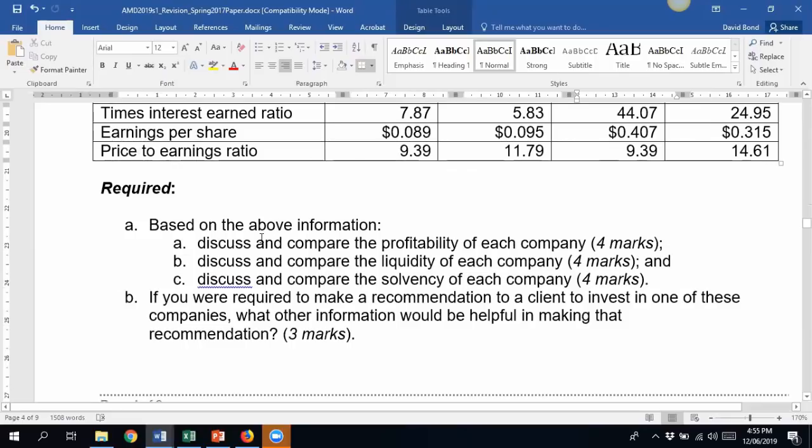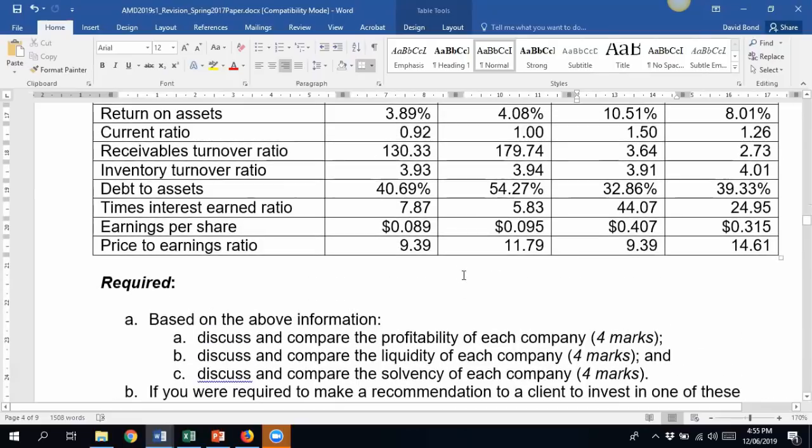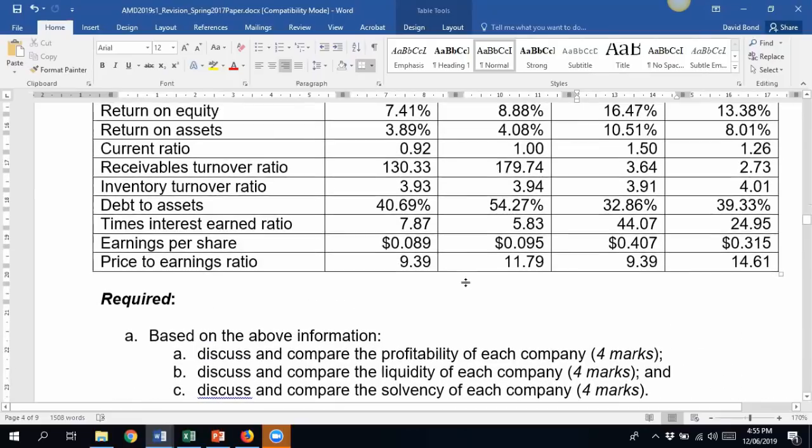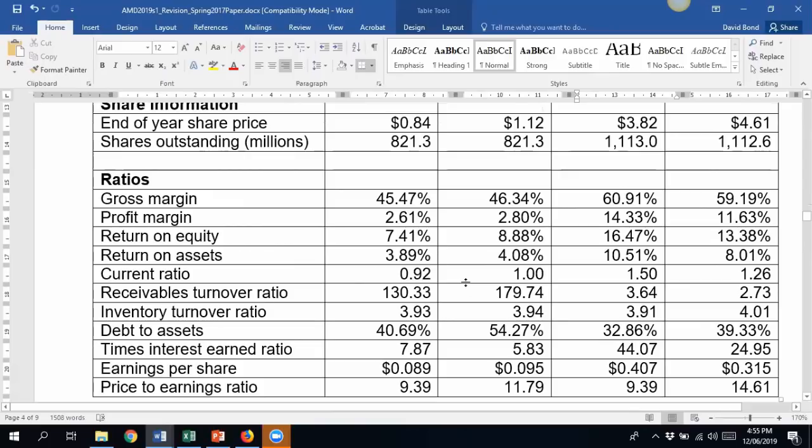Is what it is. So, based on the above information, discuss and compare the profitability of each company. I'll use that as a starting point. The way I break it down is, if you're asked to discuss and then compare between 2 companies, just roll through it. This is the gross margin, these are their profit margins, their returns, and then compare between the 2. And this company looks far stronger on the profitability side of things.